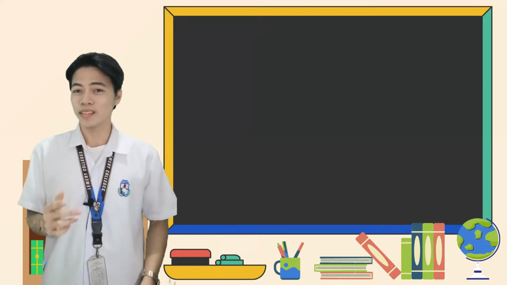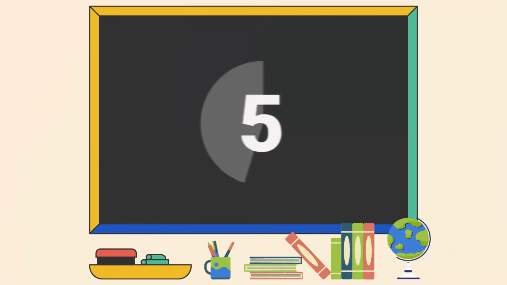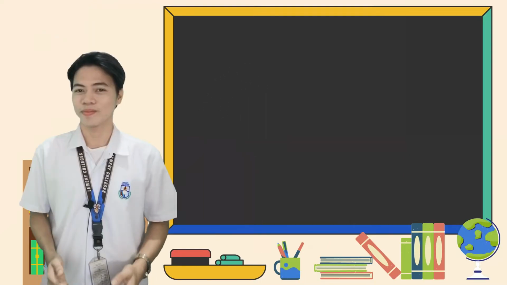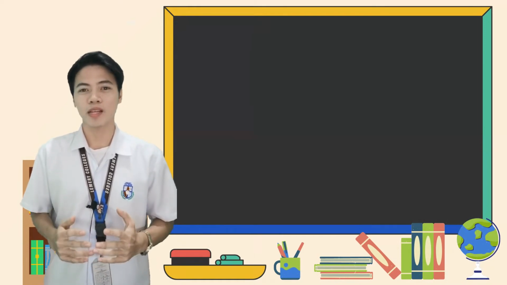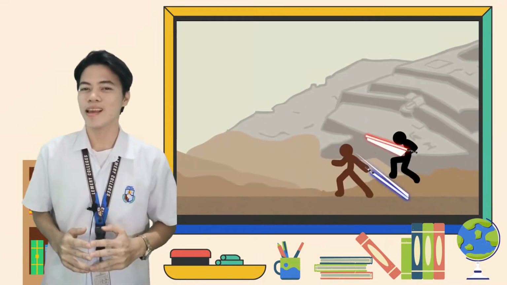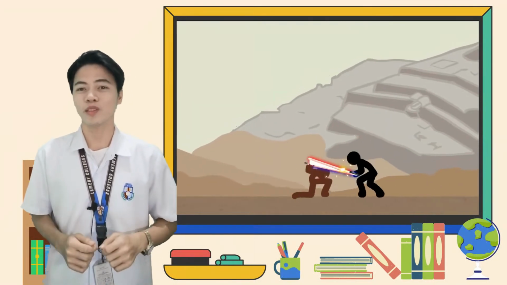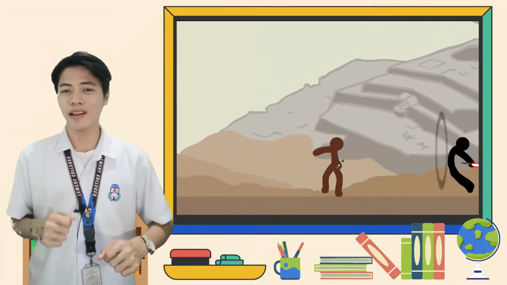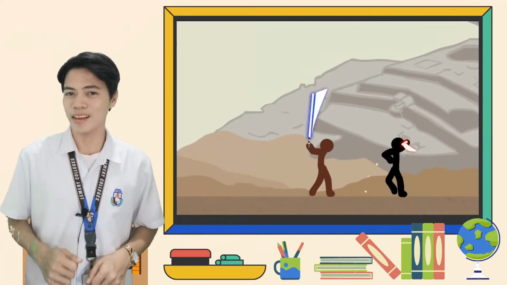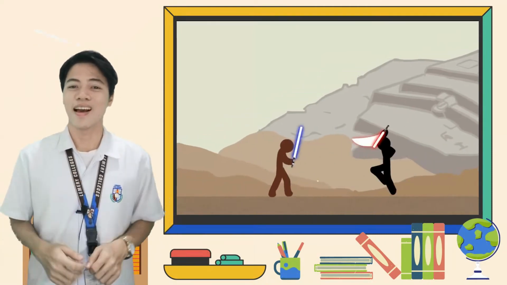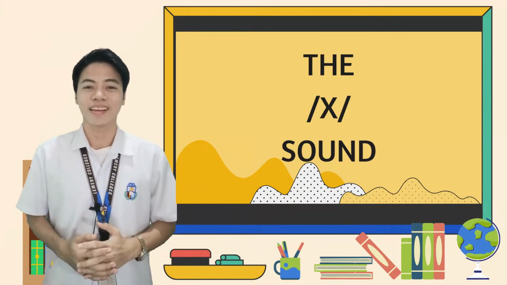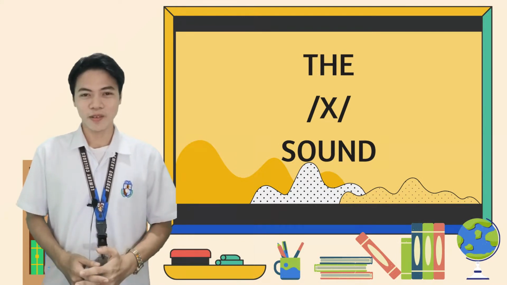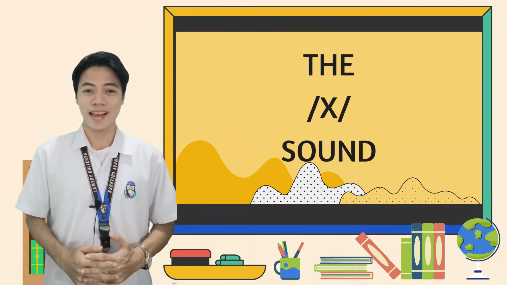So kids, what is the sound of the letter X? Very good. Each time you say letter X, imagine there are two fighters hitting each other. And while their swords are hitting each other, they sound like X, X, X. Again, X, X, X. Can you say that? Very good! And that is the sound of the letter X.